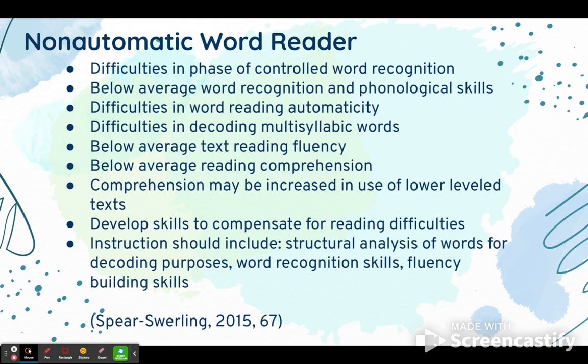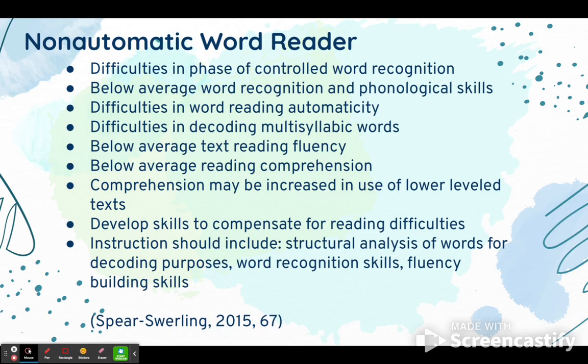The last profile within this continuum is a non-automatic word reader. This student has difficulties in the phase of controlled word recognition. They are below average in word recognition and phonological skills. They have difficulties in their automaticity and their decoding of multisyllabic words, and they're also below average in their fluency and comprehension. Similar to the last reader, they are able to increase their comprehension with lower level texts, and they do use compensation strategies, but again, those are not always successful in long-term or higher level texts.